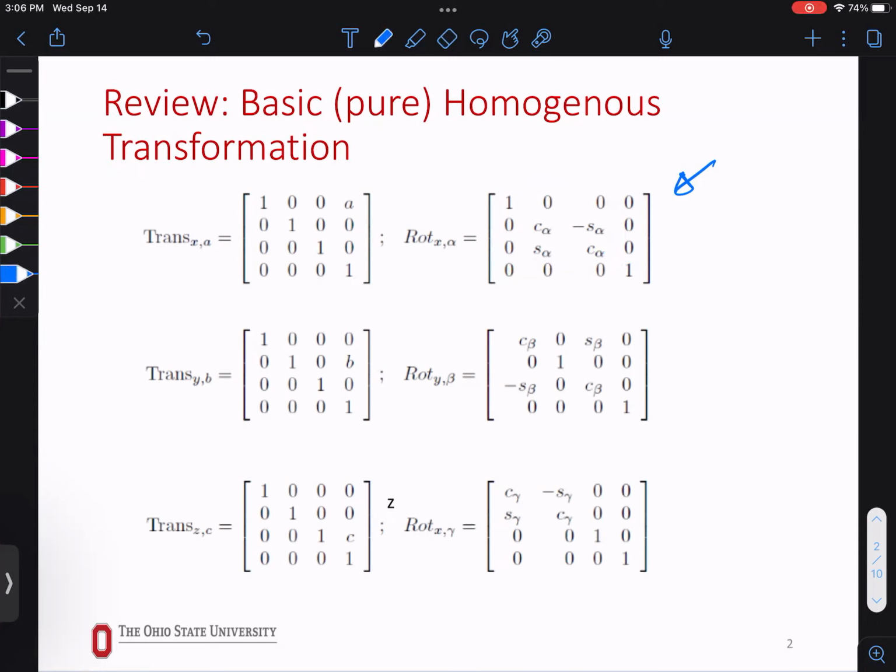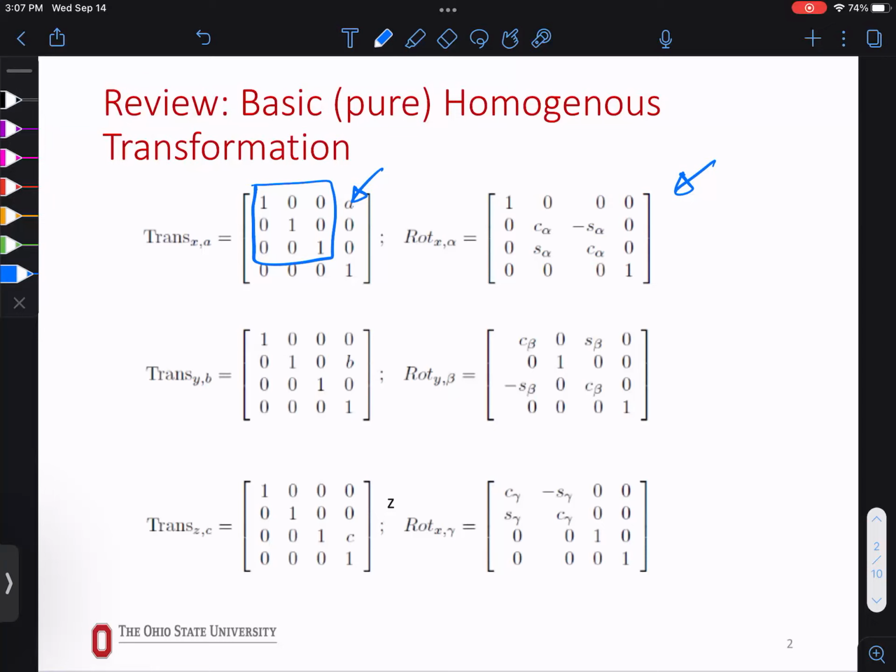What if you just had a pure translation? Let's say translation about the x-axis. Your rotation matrix is identity. You would just fill in that one element. So if it was only translation about the x-axis, you still are able to write a 4x4 matrix. There's only one element that represents this transformation.